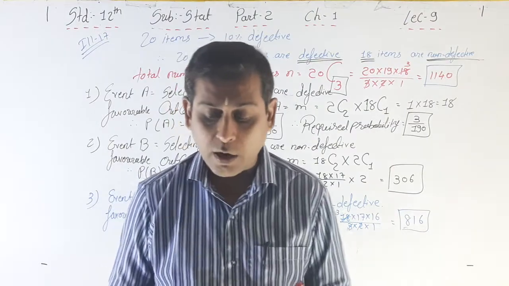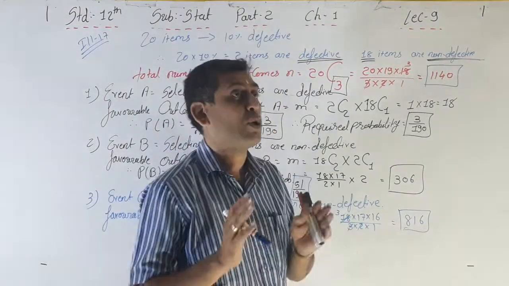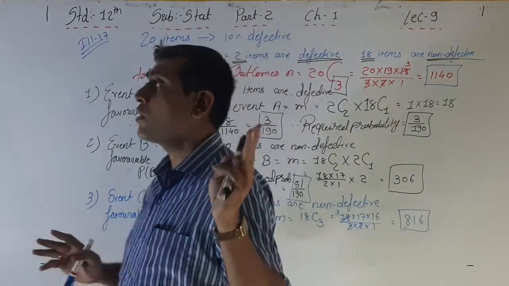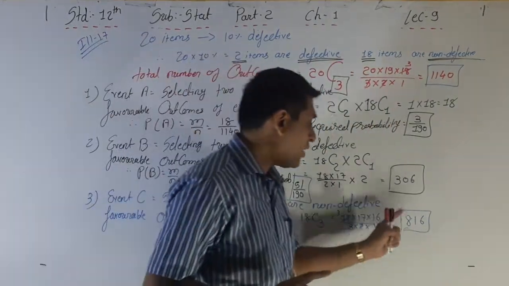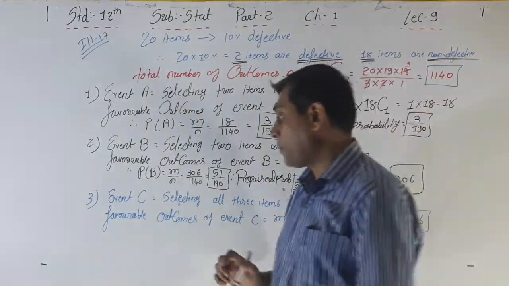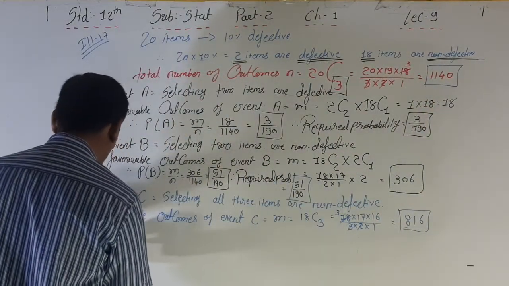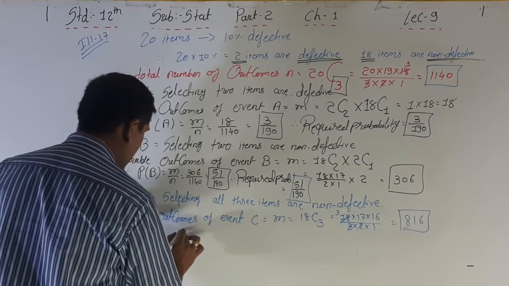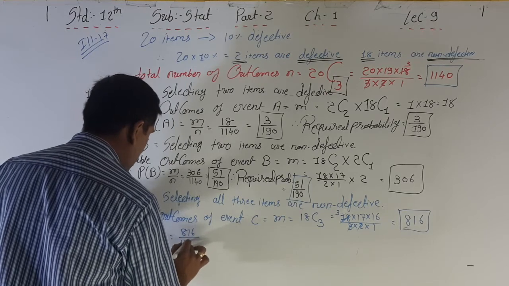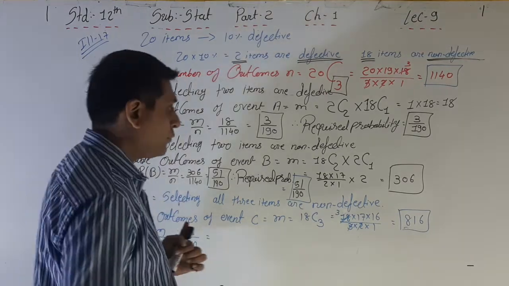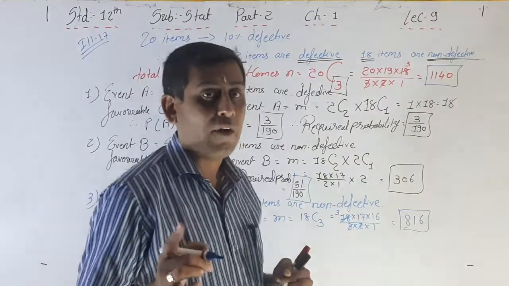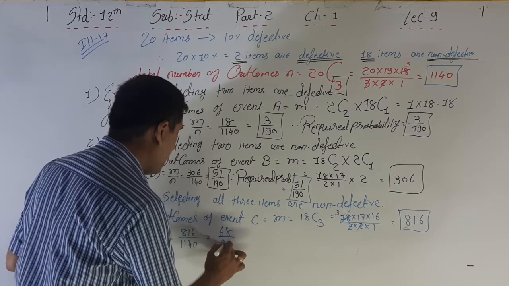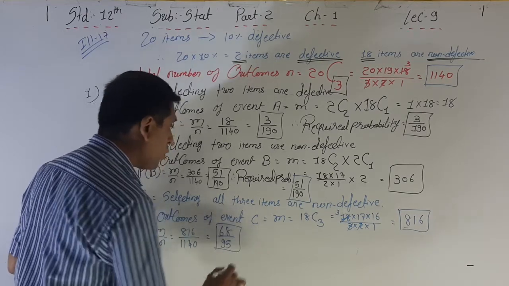So your favorable outcomes for this event, from selecting 3 non-defective items out of the total 18 non-defective items, the final favorable outcome is 816. That's why the probability P of C is equal to M upon N, which is 816 divided by 1140, and after cancelling, 68 divided by 95 is the required probability.